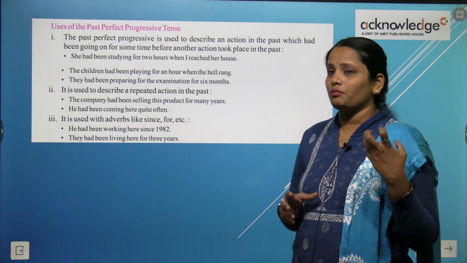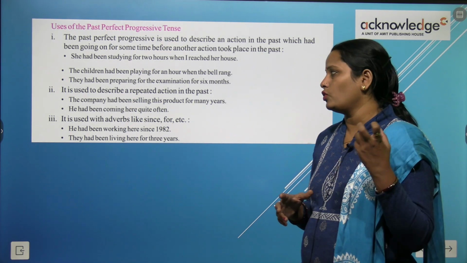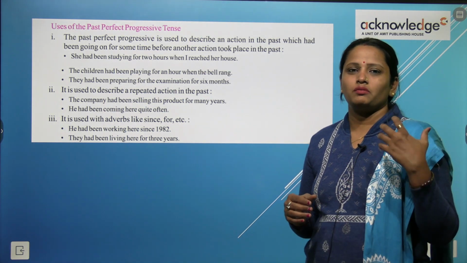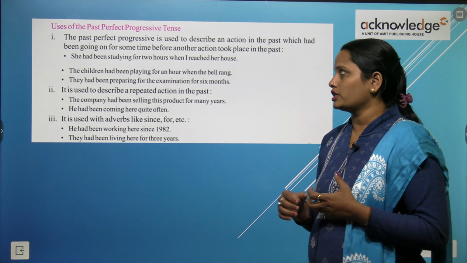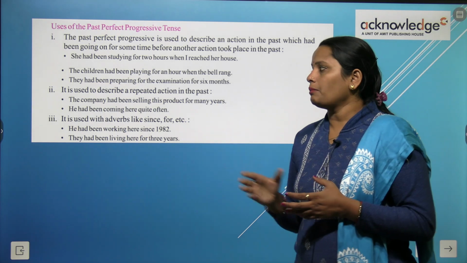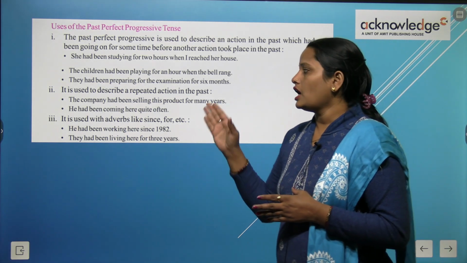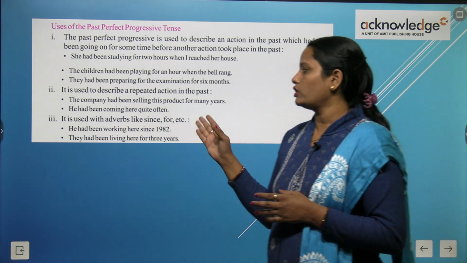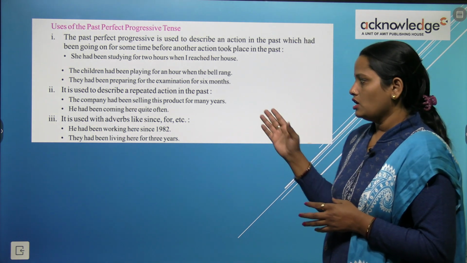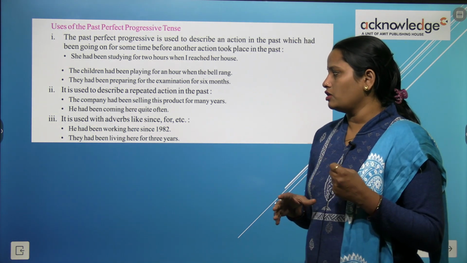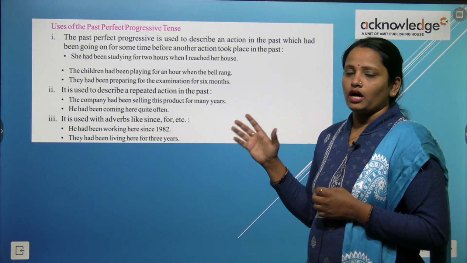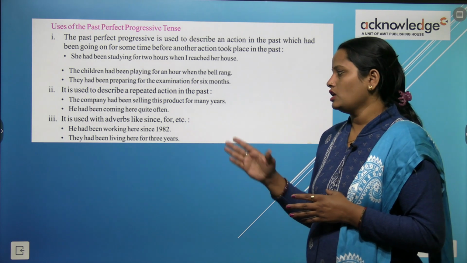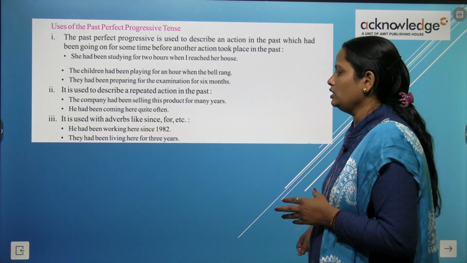So यहाँ पे आप देख सकते हो कि अब duration is given कि कितनी देर से वो काम हो रहा था. It is used to describe a repeated action in the past. So कोई ऐसा action जो बार बार repeat हो रहा है, so इसके लिए भी हम जो use करते हैं past perfect progressive tense. The company had been selling this product for many years and he had been coming here quite often. Now the third point is it is used for adverbs like since, for, etc. So ऐसे word adverbs के लिए भी हम use करते हैं this past perfect continuous tense. So he had been working here since 1982 and they had been living here for 3 years.